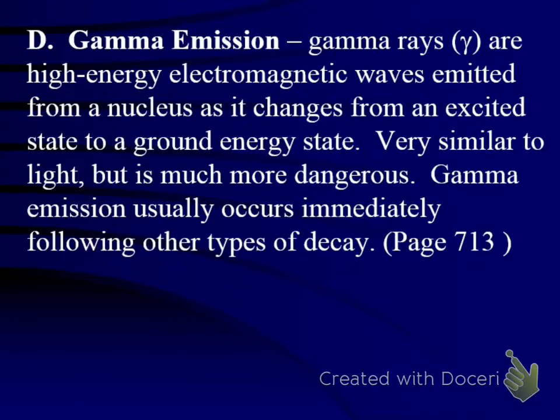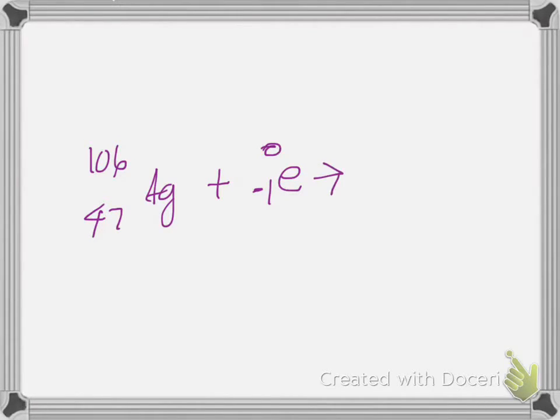Then there is electron capture. It's left out of my notes, but it's in yours. Okay. So again, electron capture is when an electron is captured. So it would look like the 106 and 47 silver. It captures an electron or a beta particle, either one. So then you would have 106, 46, and then that is palladium.